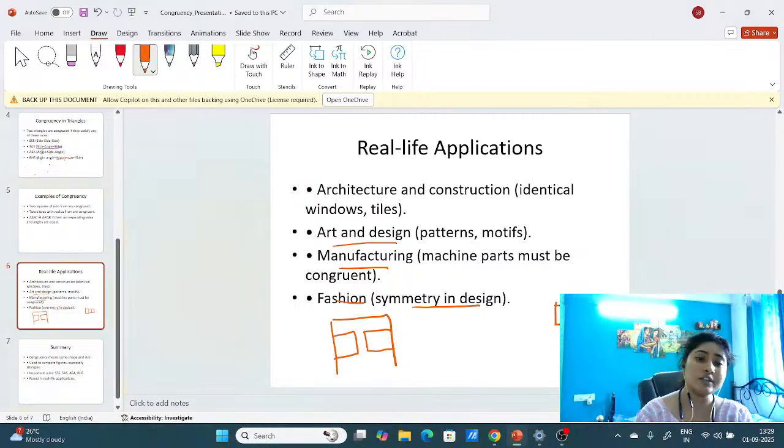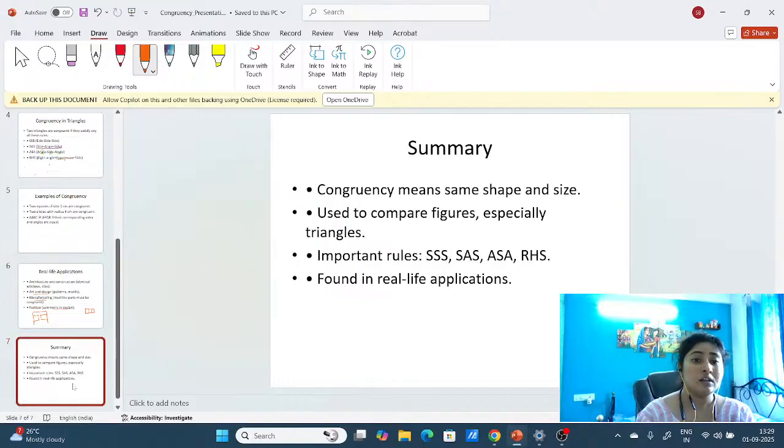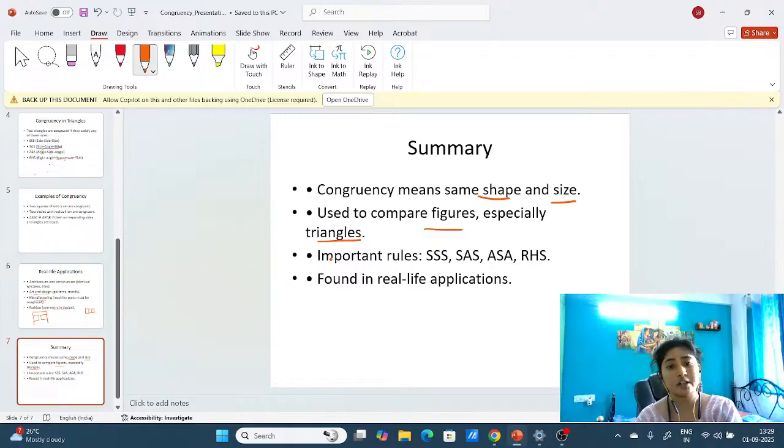So what we learned today, we will just recap shortly. Congruency means having the same shape and size, used to compare figures. Especially we have learned about triangles. And what are the important rules? SSS, SAS, ASA, and RHS.